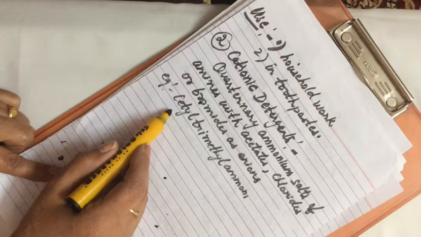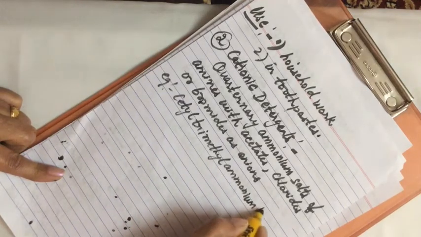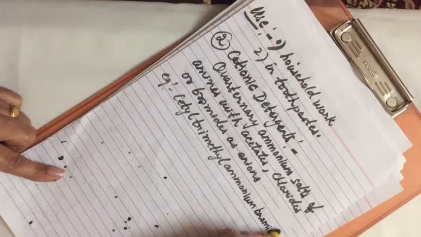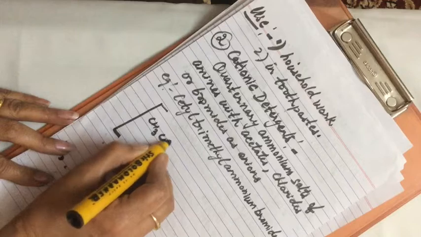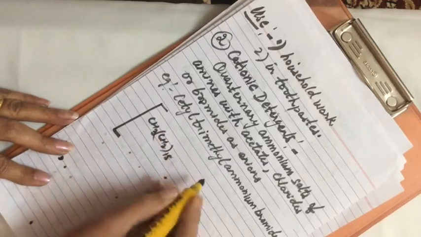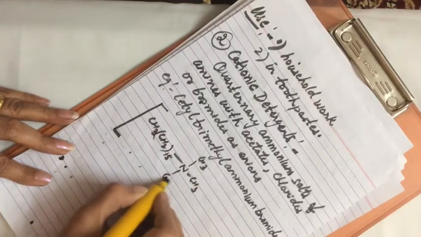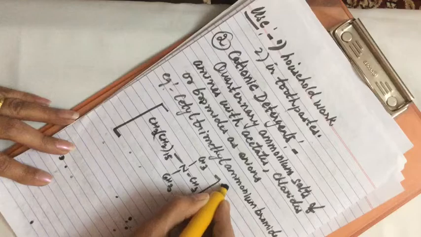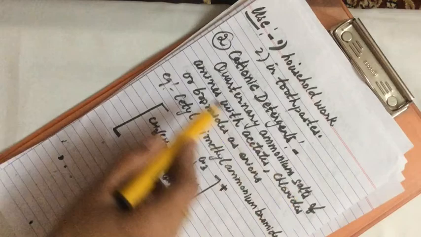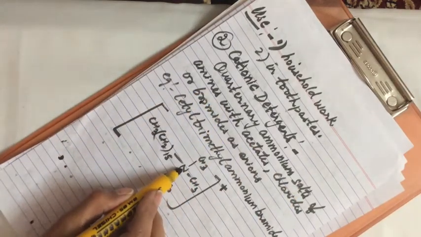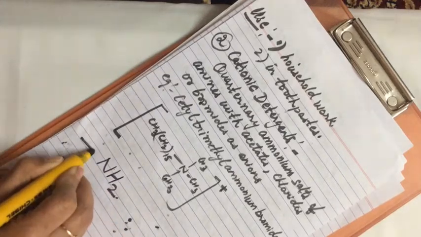Example is cetyl trimethyl ammonium bromide. Its formula is... now see, it's a quaternary ammonium salt. What is a quaternary ammonium salt of amine? This is N. NH3 is, NH2 is the amine group. NH2 is the amine group.